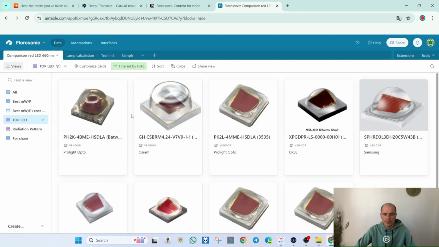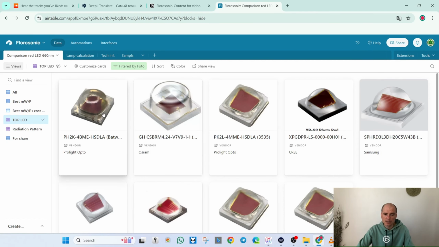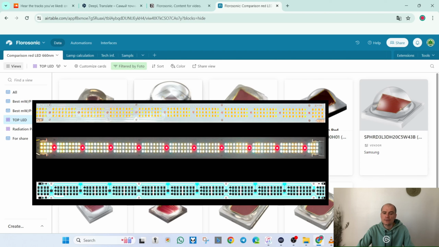These are batwing lenses. There are regular lenses that give a symmetric beam of light of 120 and 130 degrees. This is the look of the batwing radiation pattern. It is Prolight and it is Osram, and a regular lens. Batwing spreads the light over a larger area. To date, only the most progressive Osram and Prolight LEDs have such lenses. This is very important because my lamp will have a lot of different white LEDs and fewer red LEDs. Here is a photo of one model to make it clear what I am talking about.